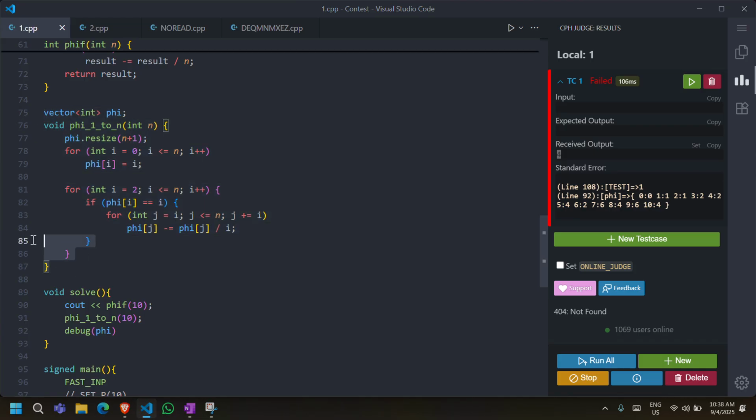So this is the function for phi from 1 to n, and when you calculate this, you will get phi of 1 is 1, right?